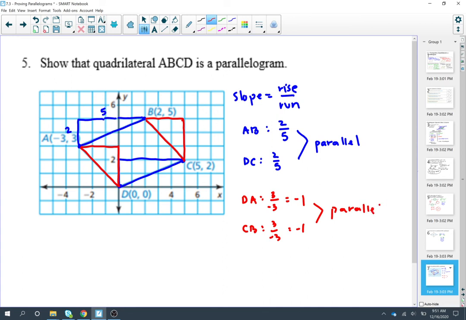So these are parallel. So it says show that it's a parallelogram. Well, right here, you have shown that it's a parallelogram because you have shown that opposite sides are parallel, which is by the definition of a parallelogram, which is number 1 on your chart.